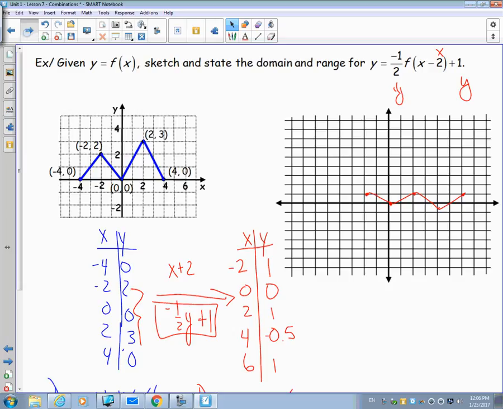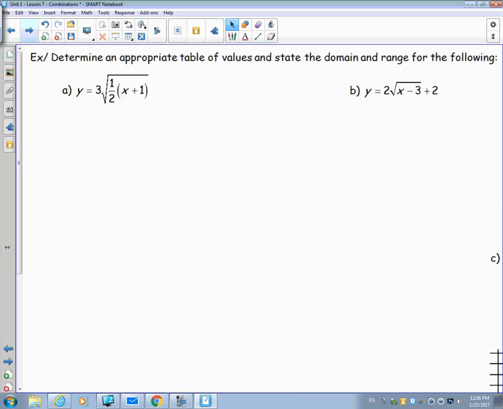Okay, let's try another one. Instead of making graphs, though, we're just going to make tables. Because once you have the tables, making the graph is no difficulty. You just have to put them in the right order and connect them together. But I want to work with the parent functions. So let's think about the parent function for these, if you will.